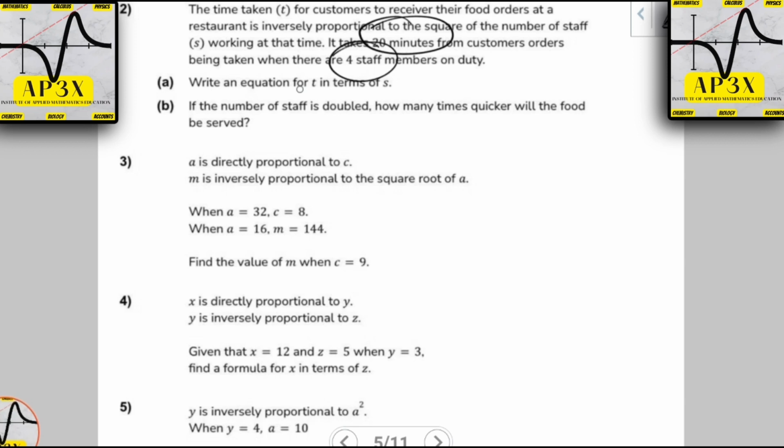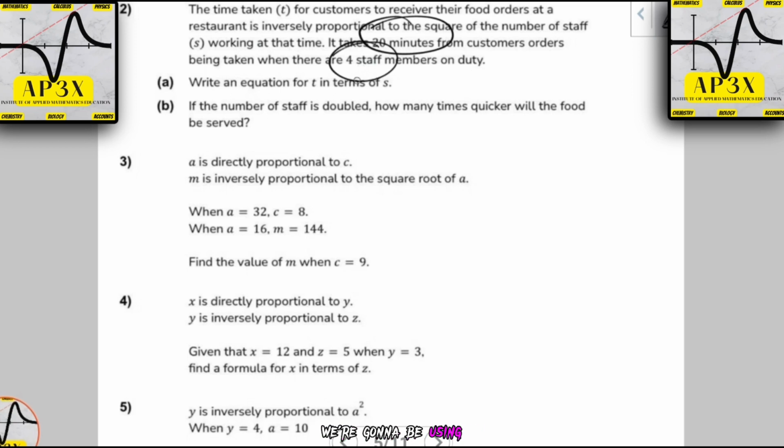Those 2 values are usually the values that are going to be aiding us in finding the constant of proportionality. Now the very first thing here is that for part A they ask us to write an equation in terms of T and S, or write an equation for T in terms of S. Now this tends to throw off students because a lot of the times when students are exposed to this particular topic, they are not exposed to how the structure of the question can be. But this is just simply asking you to write down the formula for the inverse relationship between the minutes and the staff members for the customers.